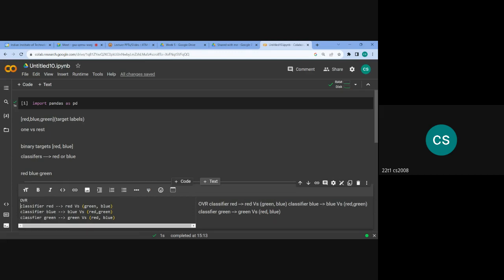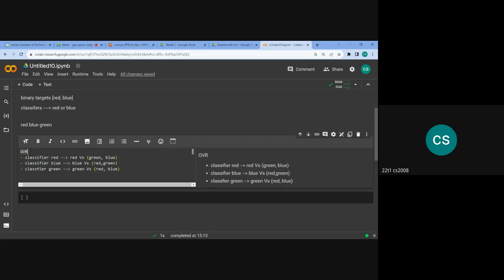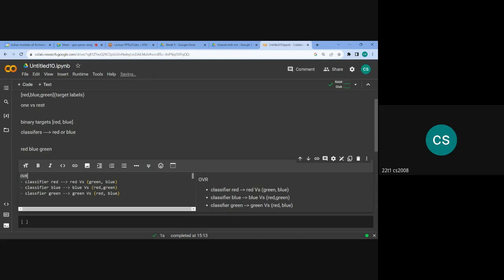In one versus rest, how many classifiers did we create? Three. Three classifiers were required to classify this three-label problem. If it was 5 labels, we would require 5 classifiers internally to solve that problem. So the number of classifiers is equal to the number of labels.